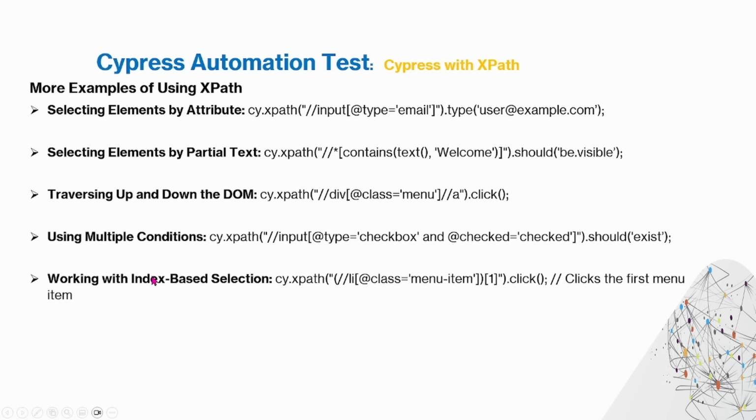You can also work with index-based selection. So right here, we use XPath to get all the different items with class menu item. And within that list of all those different menu items, we just select the first one and then we click it.